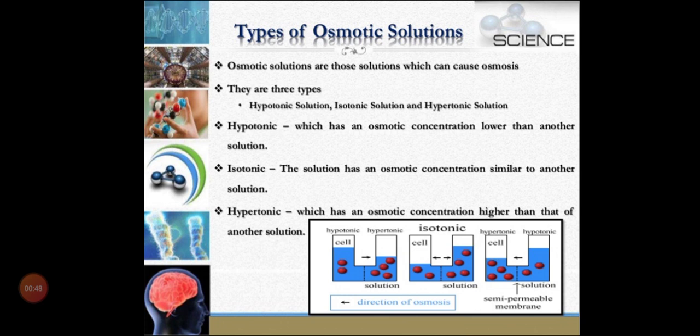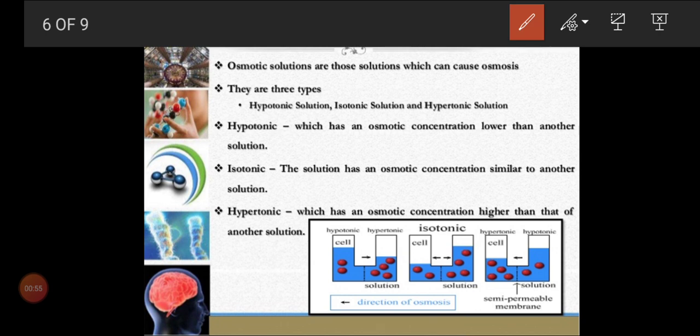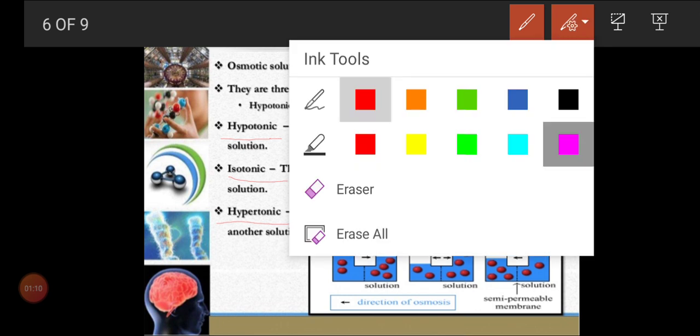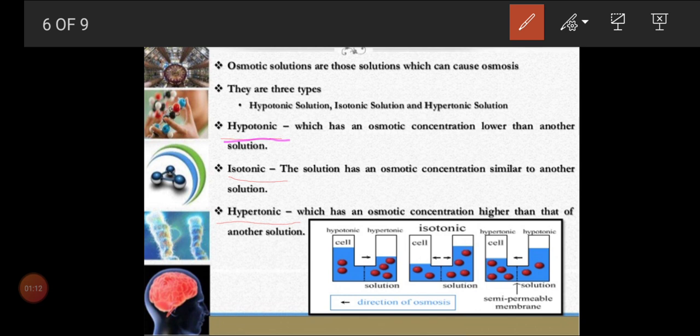Now today let us see the types of osmotic solutions. There are three types. First one, hypotonic solution. Second one, isotonic solution. Third one, hypertonic solution. First we'll see the definition for each so you can understand the types of solution clearly.